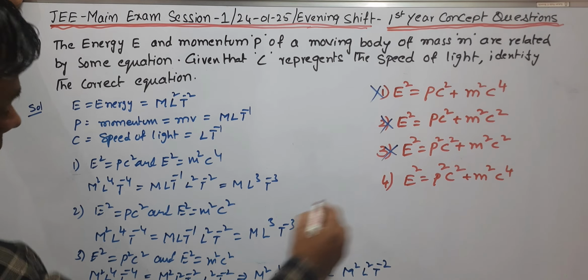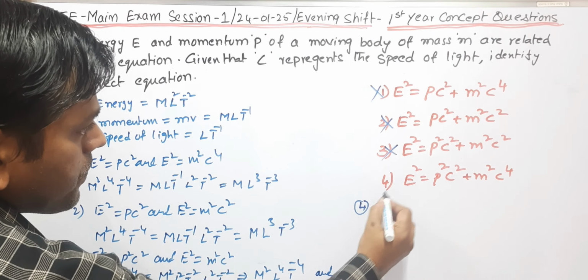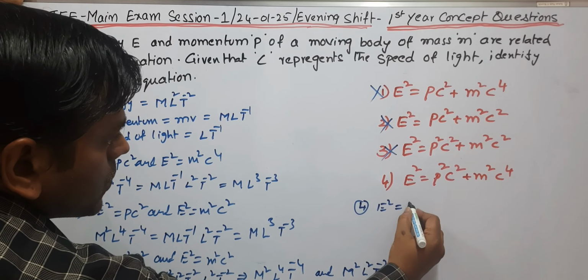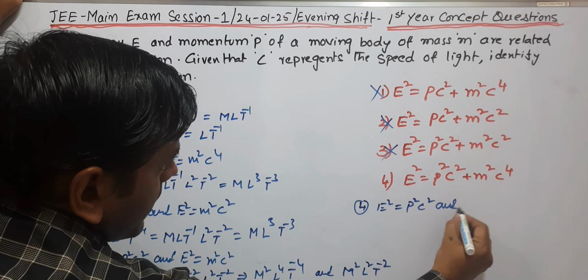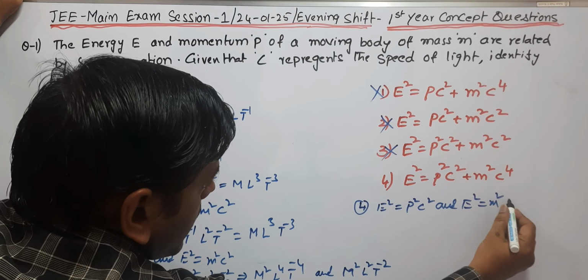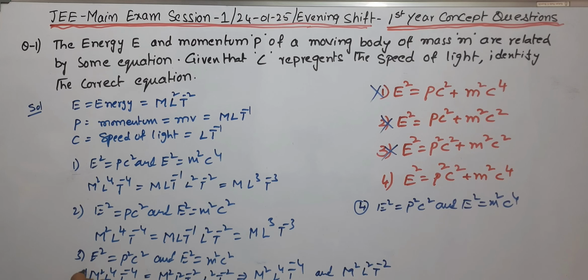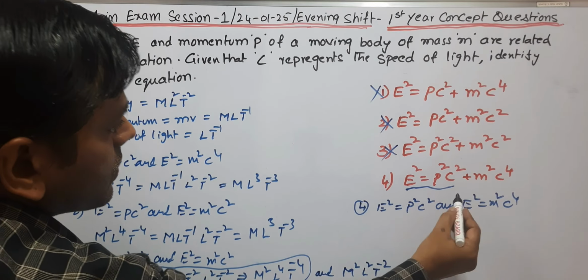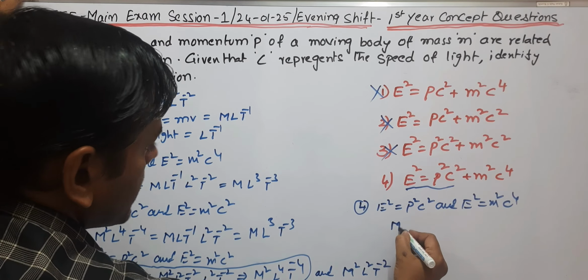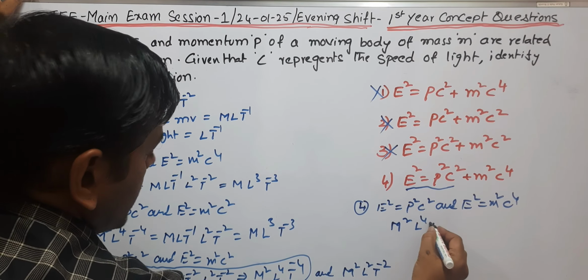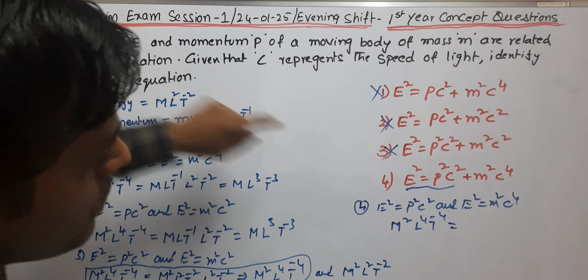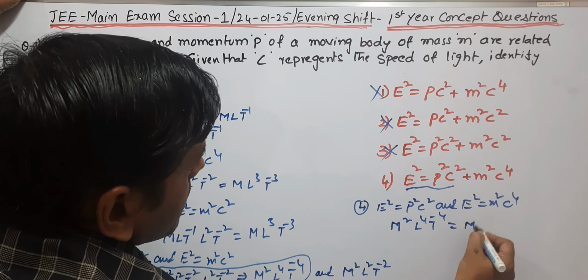Now when you take the fourth option, E square is equal to p square c square and E square is equal to m square c power 4. Already E square is equal to p square c square, you can prove it here, M square L power 4 T power minus 4 is equal to this up to here. So these two are okay. What about this m square c power 4? E square is M square L power 4 T power minus 4, equal to m square, where M is mass squared.